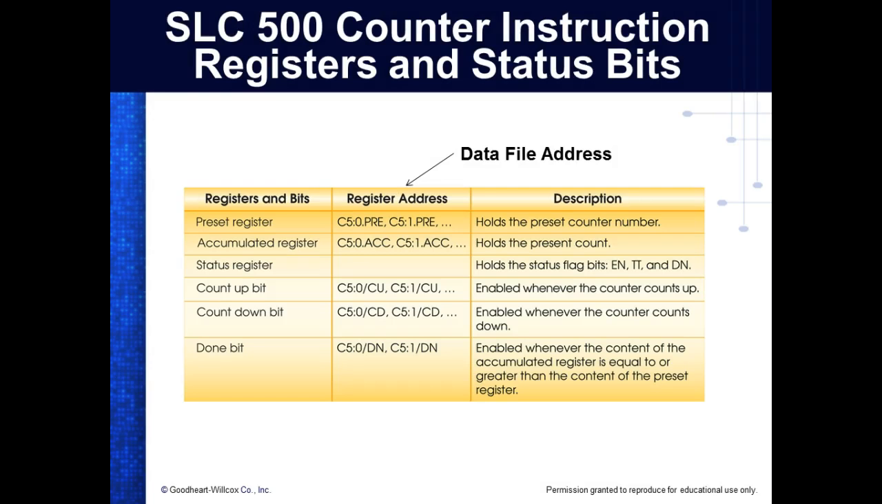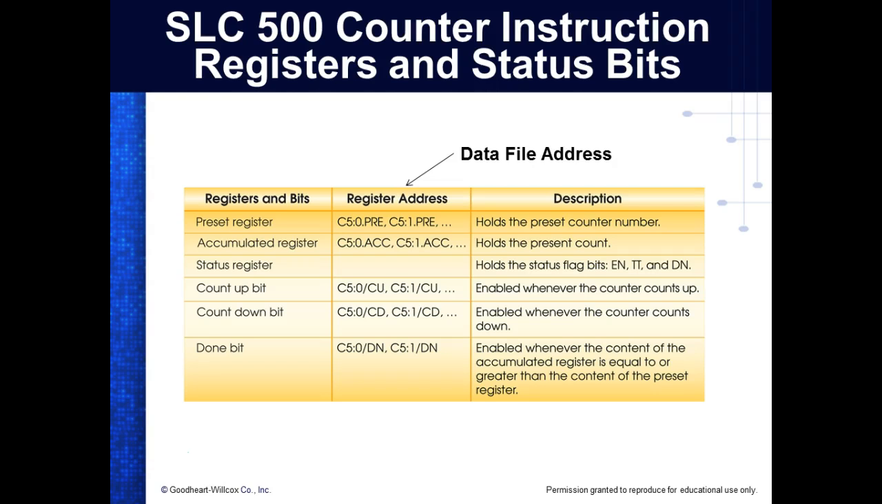So the preset register, this is the way you would address the preset register if you're going to load it with a variable. If you're going to load it with a constant, you just type it in, right? Y'all understand that? If you're going to load it with a variable, then this is what you would use. Or if you wanted to pull it out, you can move the contents of the preset register into anywhere you want to. The accumulator would be addressed like this. So C5, then we would put the counter number, right? And then we'd put a dot accumulator.